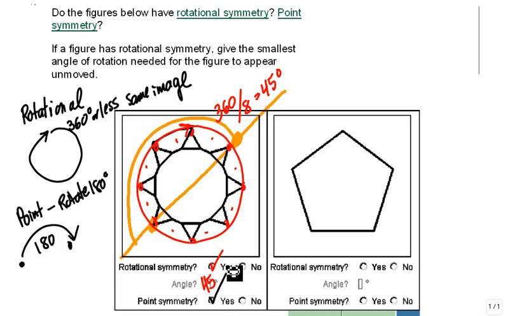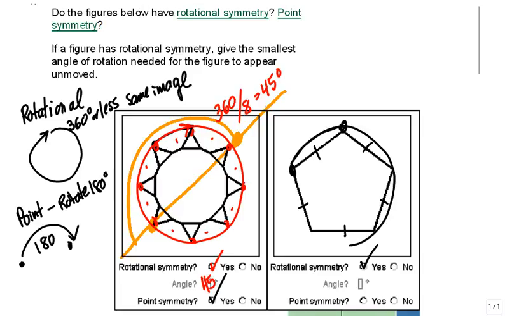In this one, will it have rotational symmetry? We can see that we can take this point and rotate it to this point, and we will end up with the same image because all sides appear to be equal. So does it have rotational? Yes. And what is the angle?